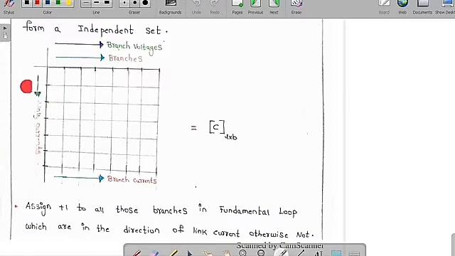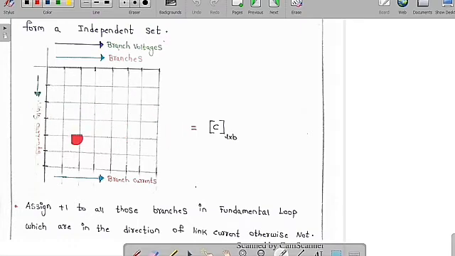Then here you can see for this link current, how many branches are going to be present? If they are in the same direction, take it positive. Otherwise, if they are in the negative direction, assume it is negative. If there is no branch intersecting with that link, then assume it as 0. So by this procedure, fill each and every row.